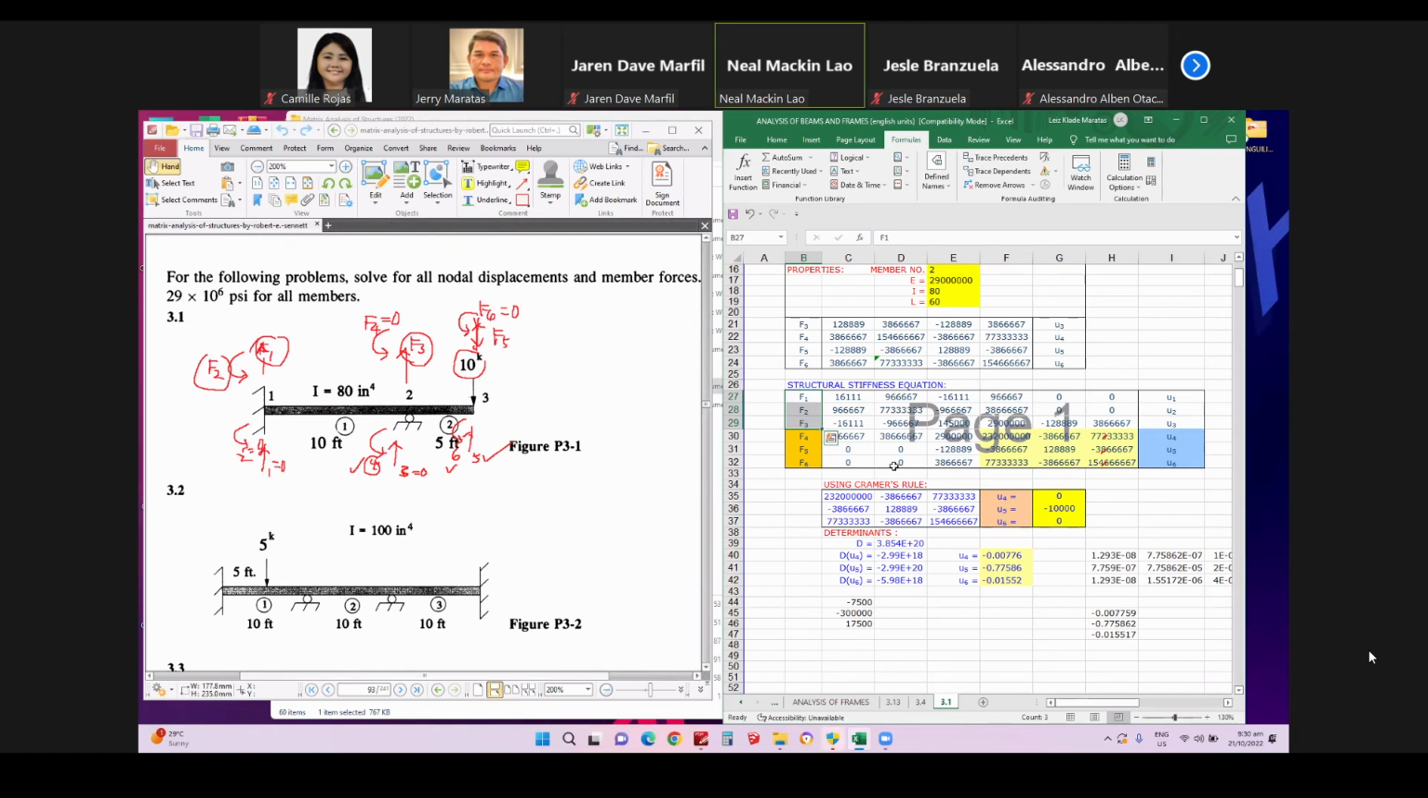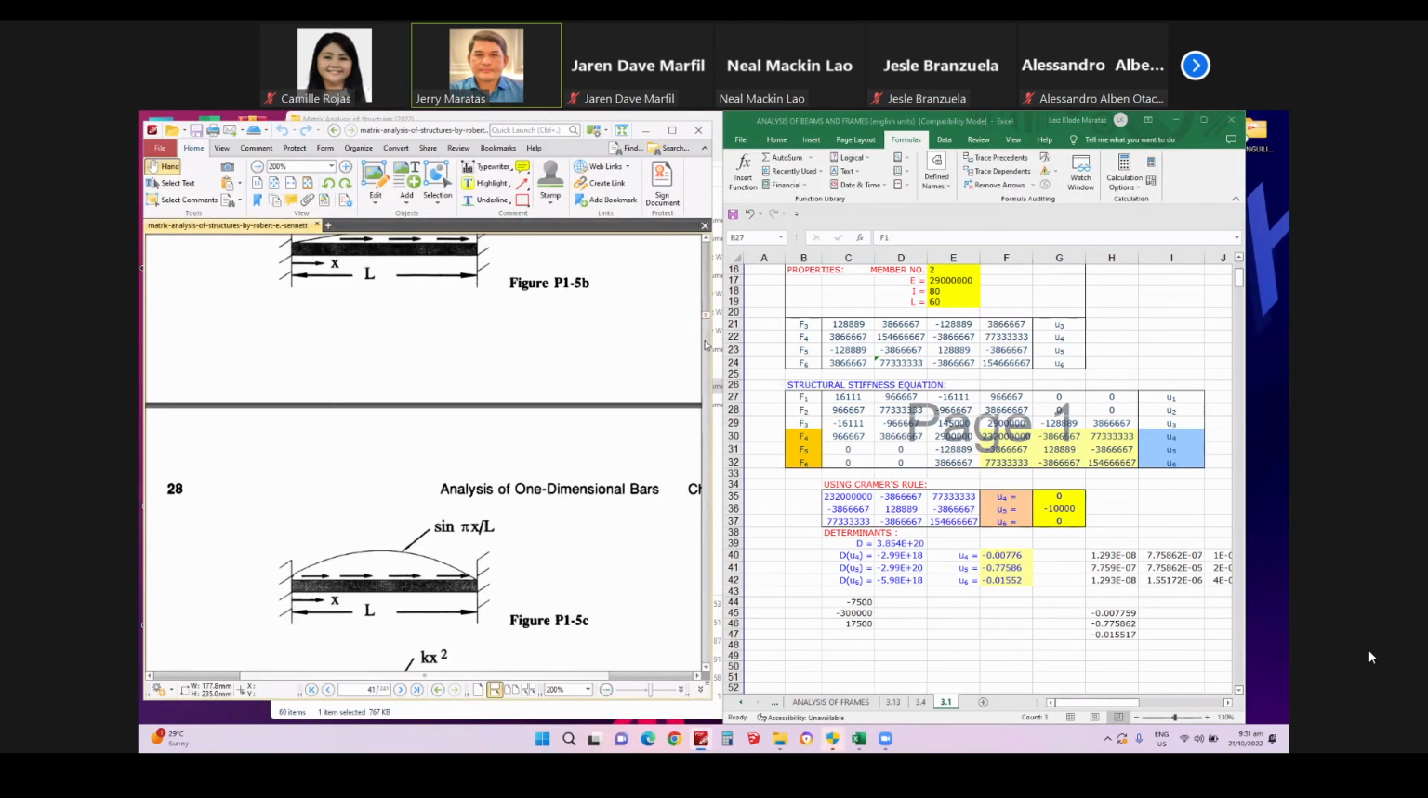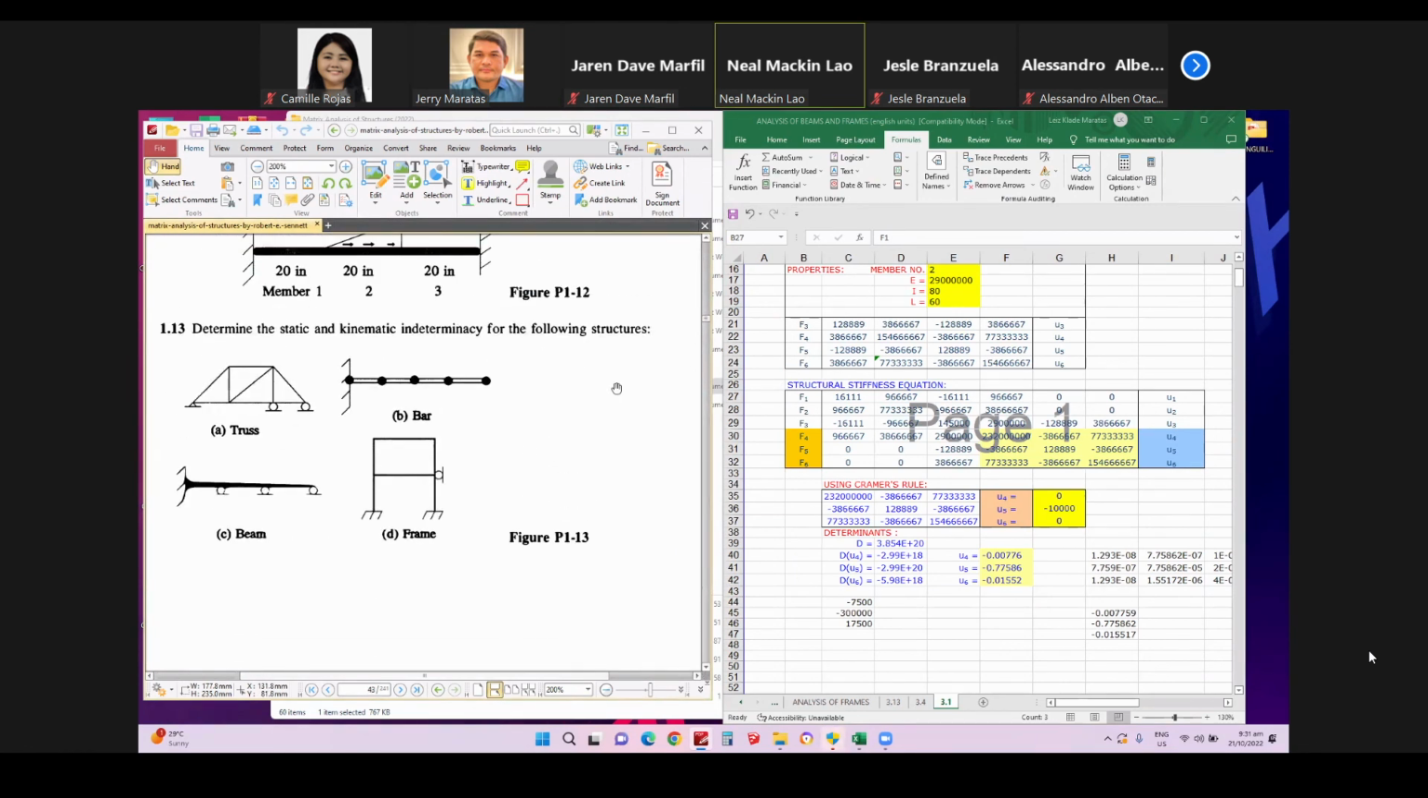Sir, if it's okay with you, I would like to clarify an answer in the answer key, sir, for 1.13, letter C, the beam, its kinematic indeterminacy. I'm not sure, sir, but the answer key says K equals 0. Is K really equal to 0, sir? I just want to make sure about the kinematic indeterminacy of that beam. Okay, so how many degrees of freedom in total? If it's a beam, so 8, right? Is it correct?